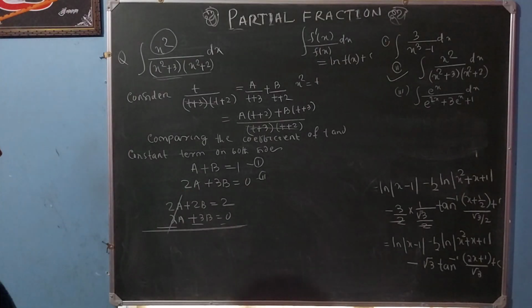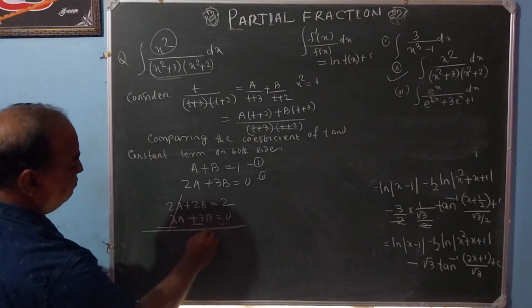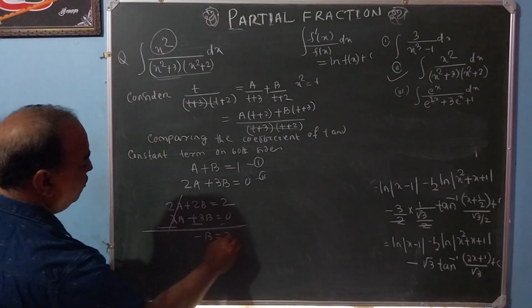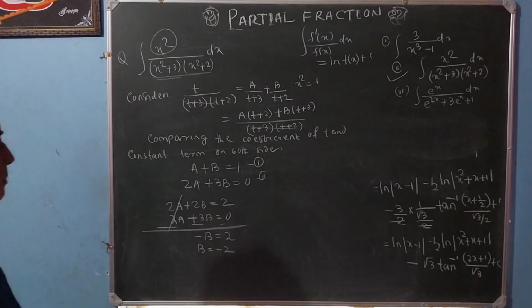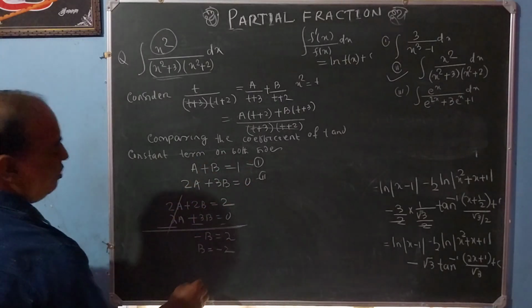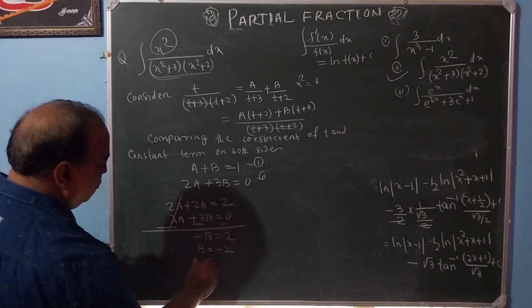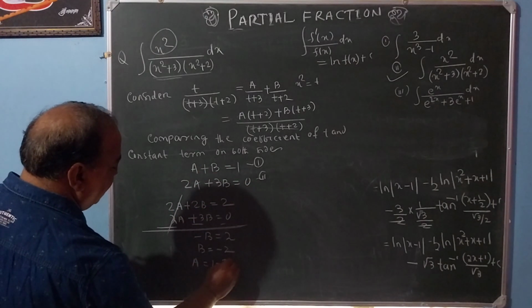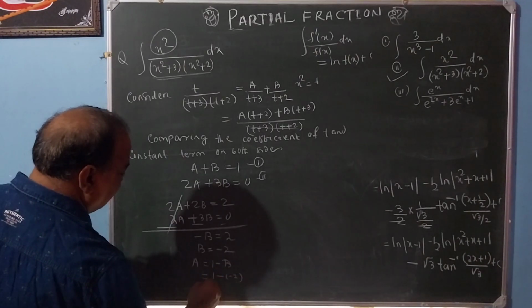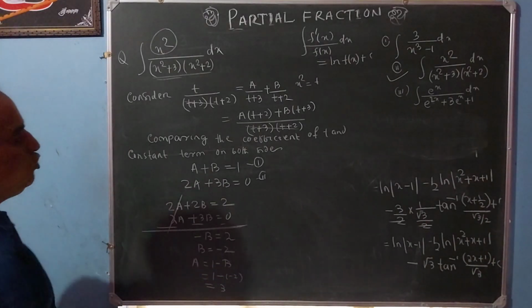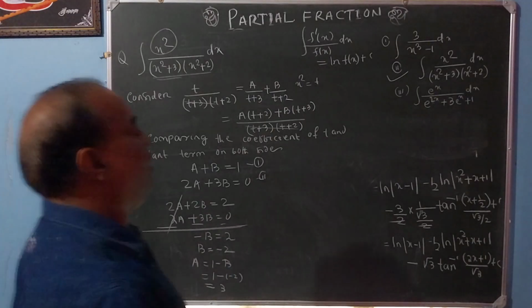This cancelled. 2b minus 3b, that is minus b is equal to 2. b is equal to minus 2. When b is found out, a can be found out easily. a is equal to 1 minus b. So 1 minus minus 2, that is 3. So the values of a and b are coming out.